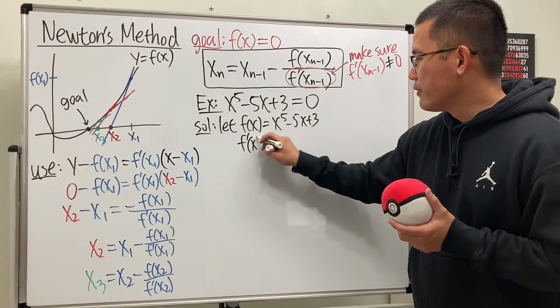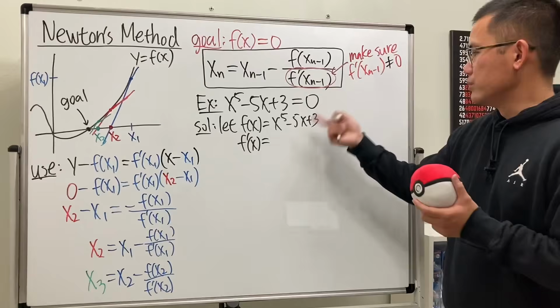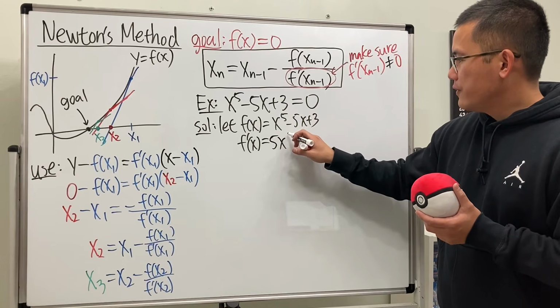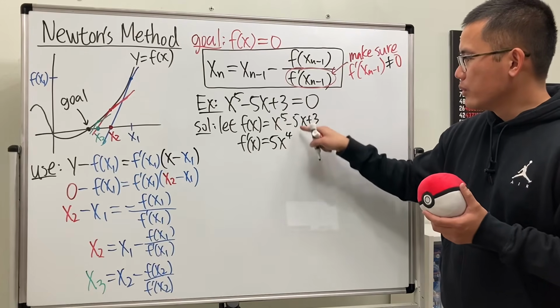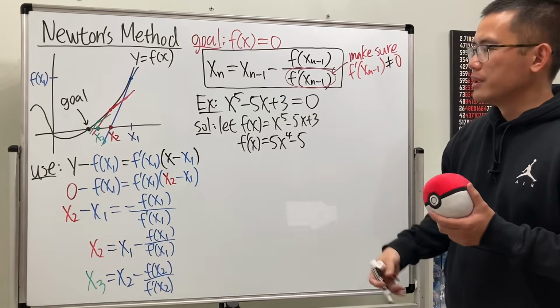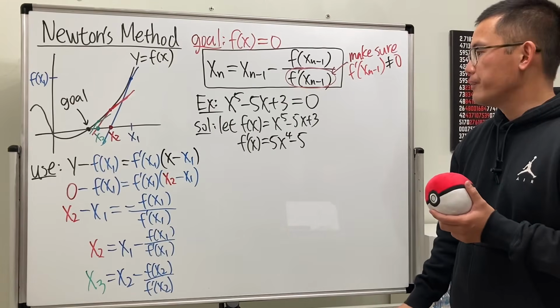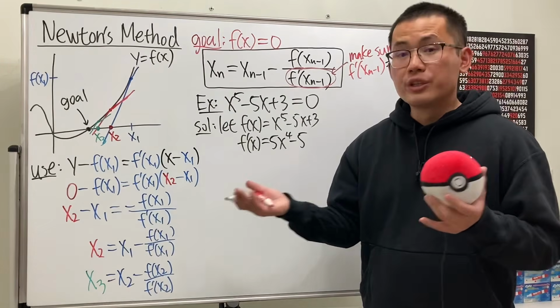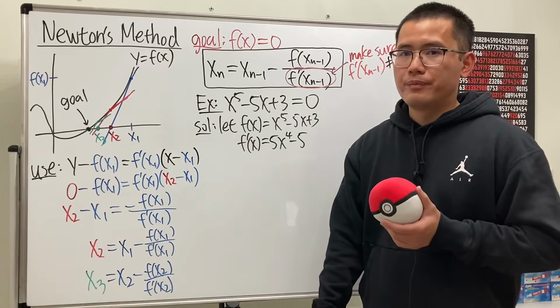and then do the derivative f prime of x, and we need a derivative, so do the derivative: 5x to the 4th power, right, the power rule, and then minus 5. Good, so these are the ingredients. Now, we need to have a good guess. How can we do it?